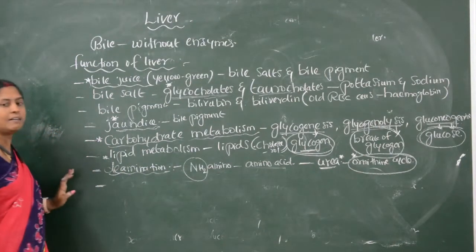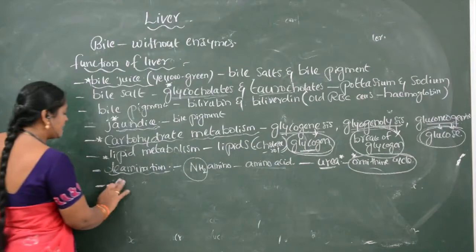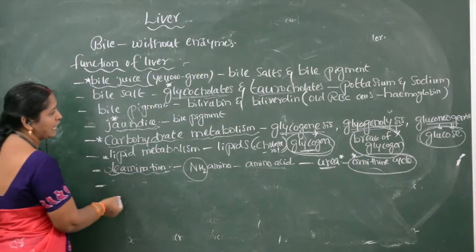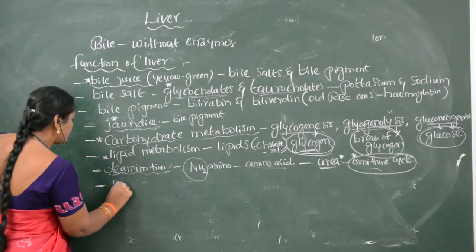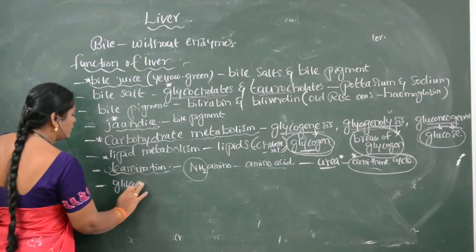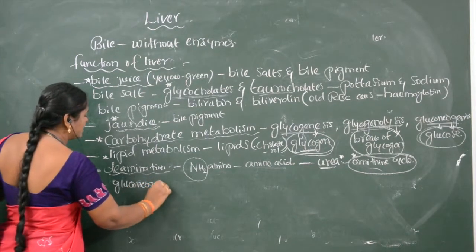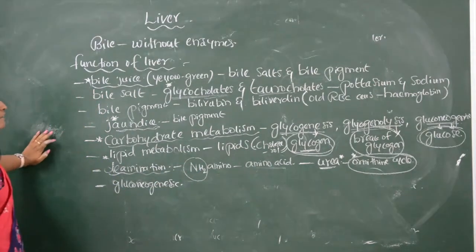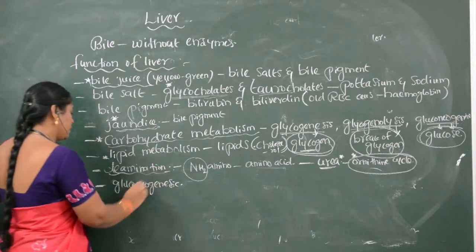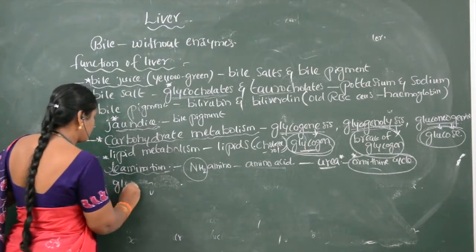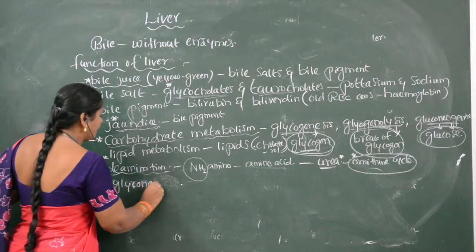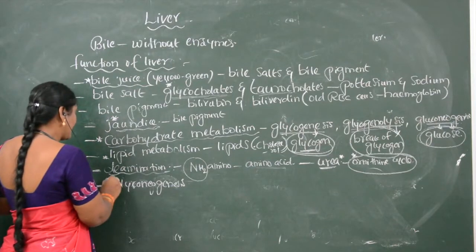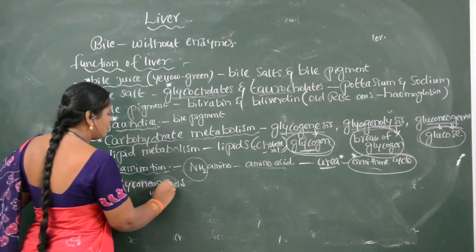And another one is formation of, or we can say, glyconeogenesis. Gluconeogenesis, or we can say glyconeogenesis. So what is meant by glyconeogenesis? Another function of the liver, glyconeogenesis.